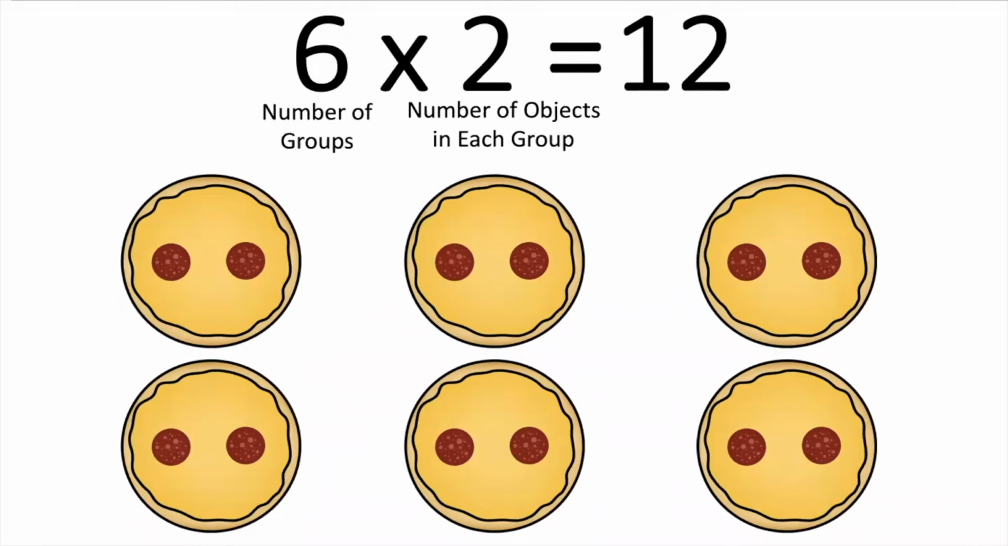Let's check by skip counting by twos. 2, 4, 6, 8, 10, 12. We notice that whether we multiply 6 times 2 or 2 times 6, we have the same product of 12. We also know that that is true for any other multiplication problem. If we switch or change the order of the numbers, we will have the same product. Let's look at the next problem.